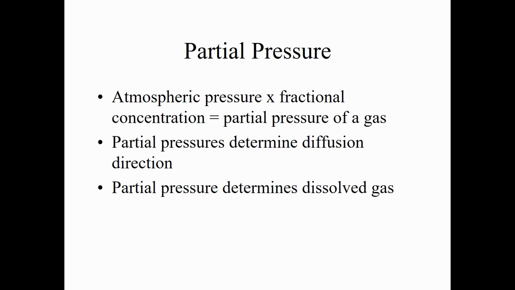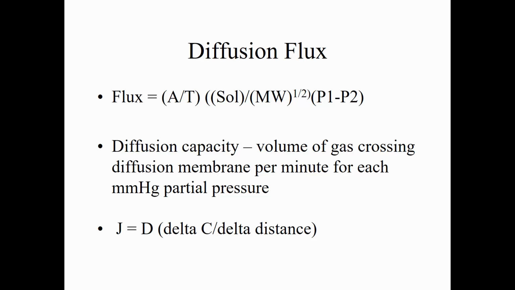So partial pressure is kind of like a concentration. If you know the percent of the air that's due to a particular gas and you multiply times the atmospheric pressure, you calculate the partial pressure. We care about partial pressures because they tell us about diffusion gradients and diffusion directions. Partial pressure determines how much of a gas dissolves in the plasma, and it also tells us about saturation with hemoglobin, which we'll get to in a little bit.